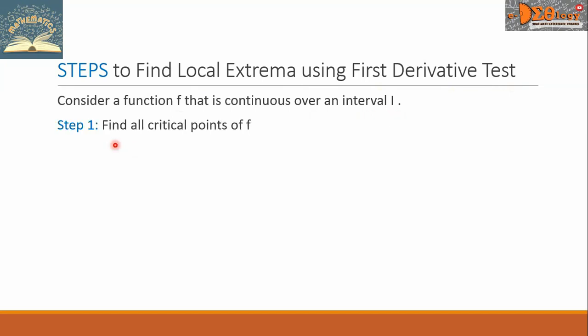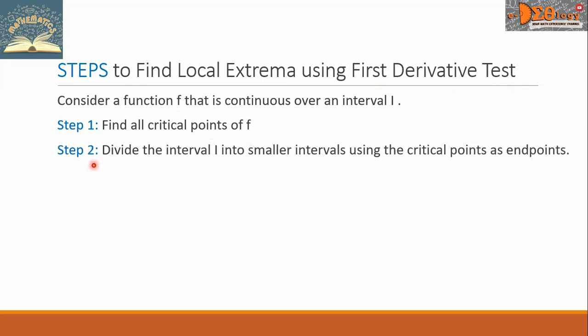Step 1. Find all critical points of the function f. Step 2. Divide the interval I into smaller intervals, using the critical points as endpoints. Step 3. Find f prime, or the derivative of the function.